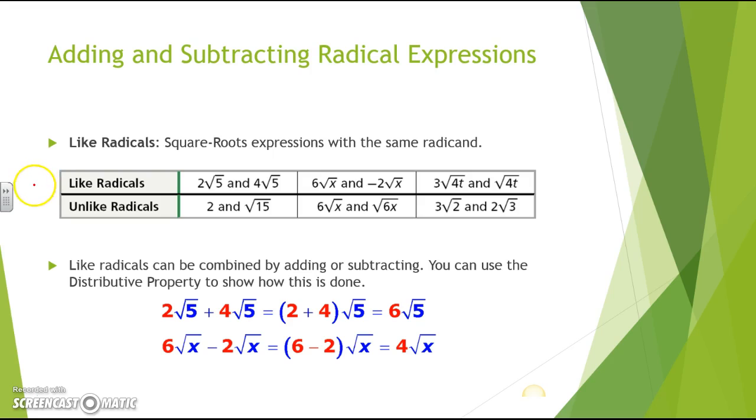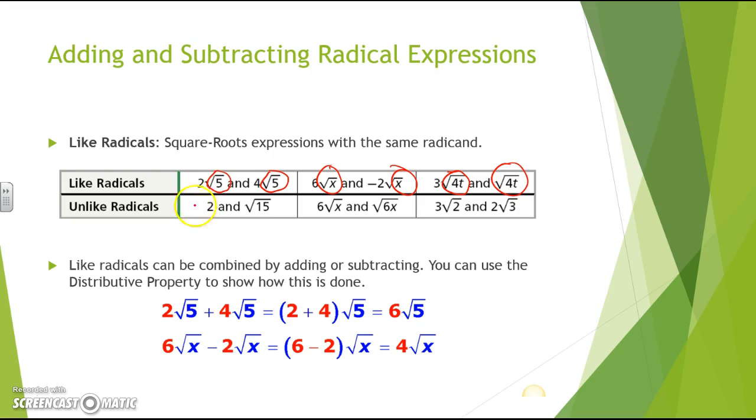So an example of that would be, here we have 2 times the square root of 5 and 4 times the square root of 5. These have like radicals because they both have the square root of 5. The next one we have 6 times the square root of x and negative 2 times the square root of x. They both have the square root of x. So those would be like radicals. And the last situation we have 3 times the square root of 4t and 4t. They both have like radicals of the square root of 4t.